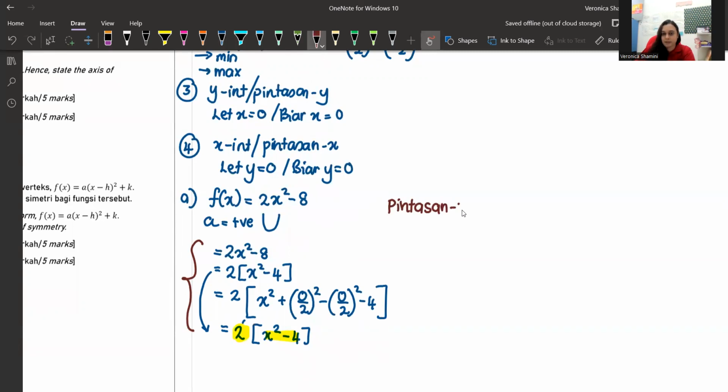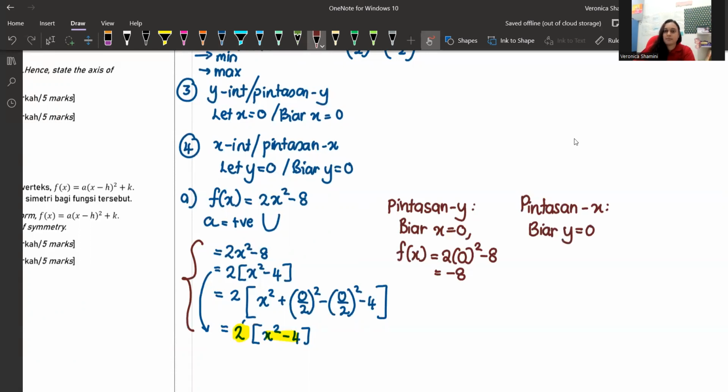y-intercept. Okay, pintasan Y. So biar let your x be 0, isn't it? So fx equals to 2 times 0 square minus 8. So you get negative 8. Next one, teacher wants to find pintasan x. For my pintasan x, I let my y become 0. So, 2x kuasa 2 tolak 8 equals to 0. Y equals 0, that is your fx. This is your y, yeah?